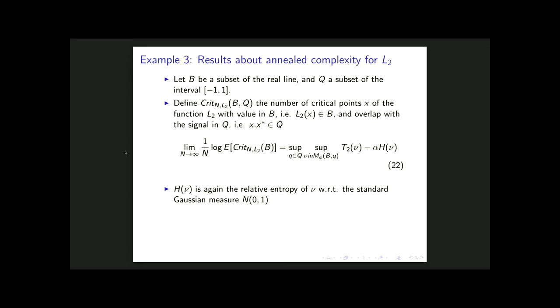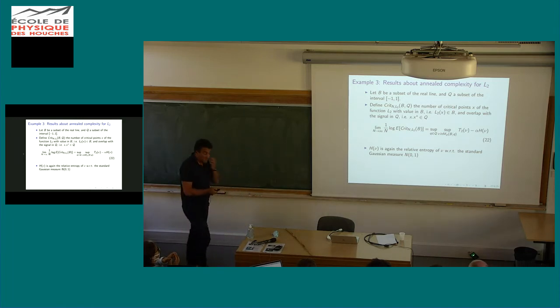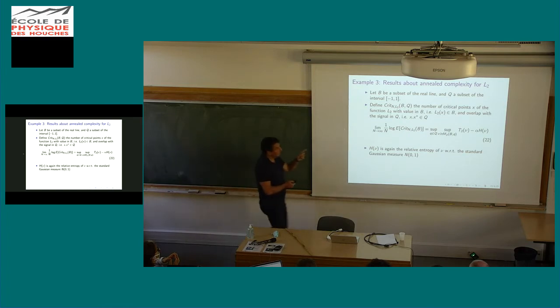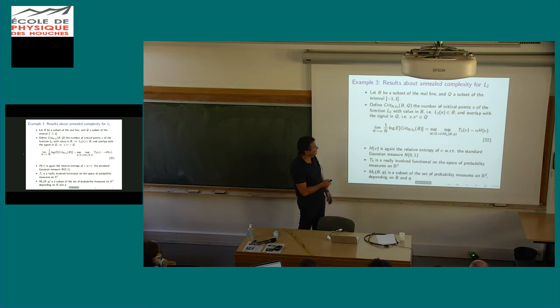L1 is just the function, sum of phi of xi mu dot x. And that's the complexity we're computing here. Now we're computing not the complexity of the function, but of the L2 loss. That's L2. So this one is even worse. It's a very involved functional.